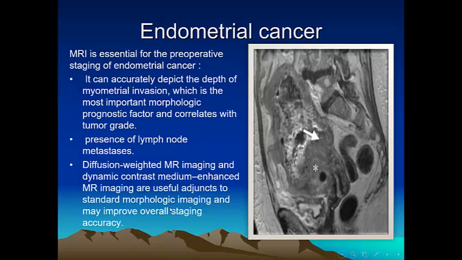So diffusion is also very important, as we said in the ovarian. Diffusion here in the uterine is also very important. Sometimes those patients have, for example, a high creatinine level. We cannot do the dynamic contrast enhanced, but we can depend on the diffusion weighted MRI in these cases.